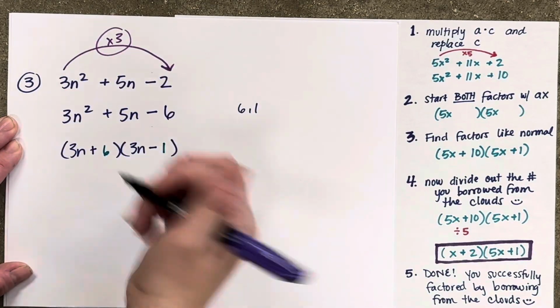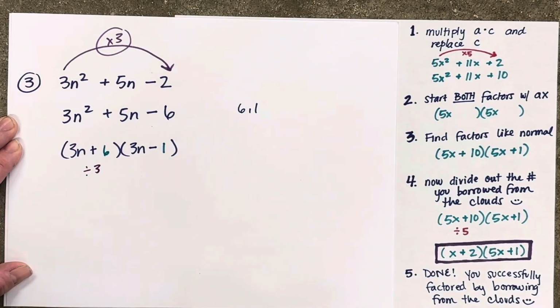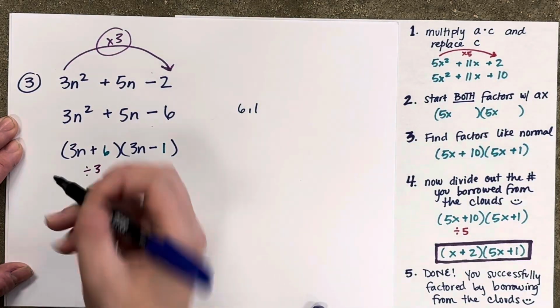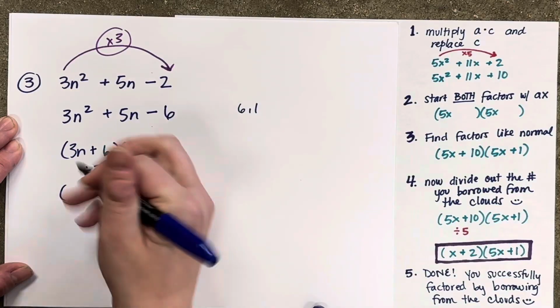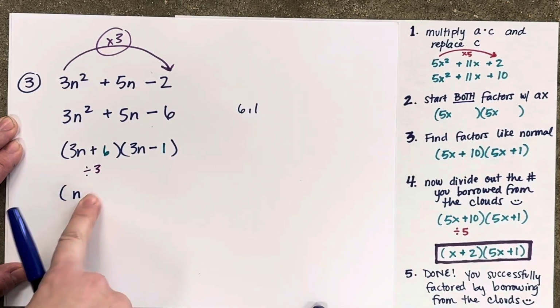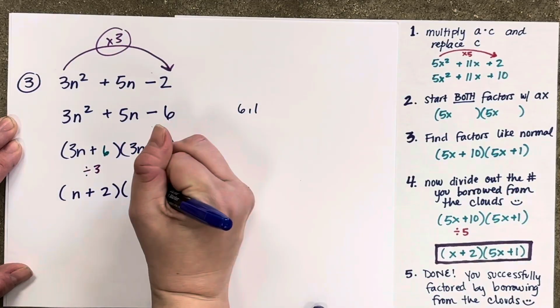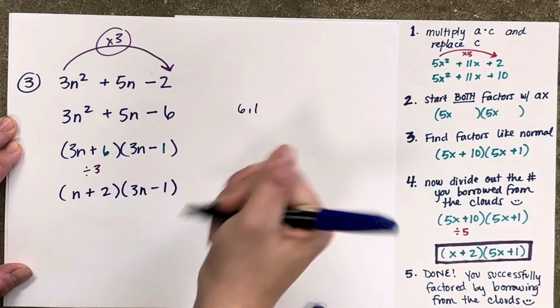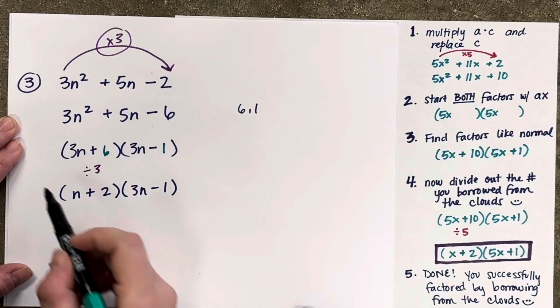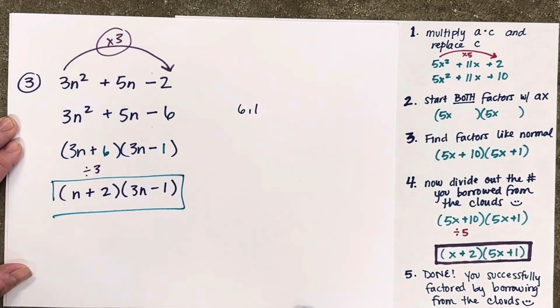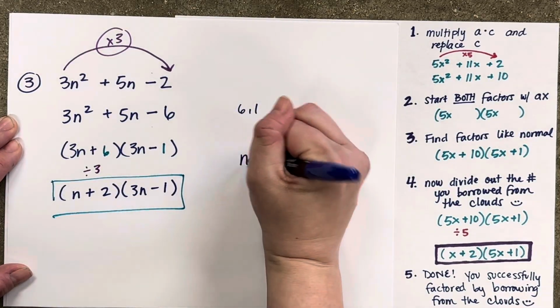I borrowed 3. I have to give it back. So 3 divided by 3 is just 1n, plus 6 divided by 3 is 2. 3n minus 1. Okay, so this hopefully should be our answer, but let's double check.